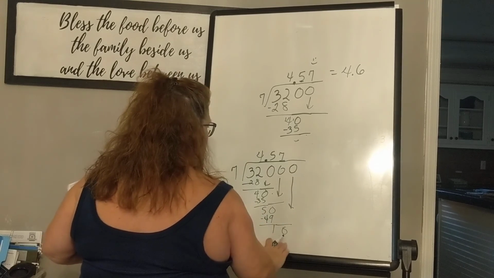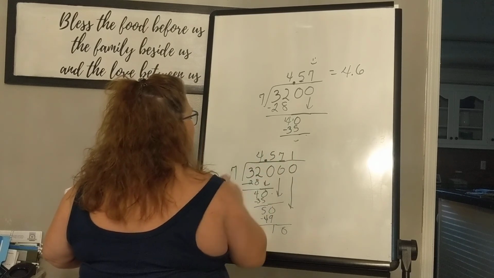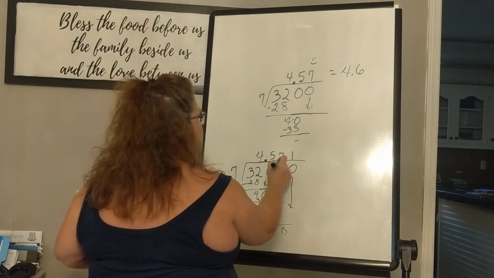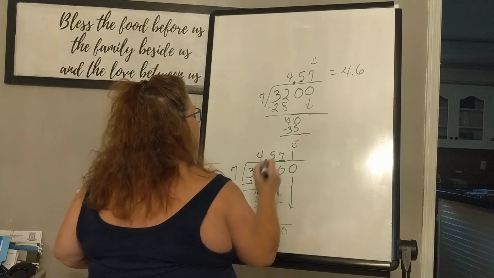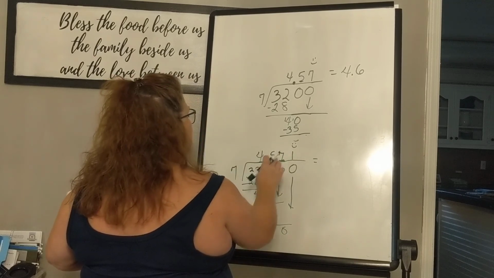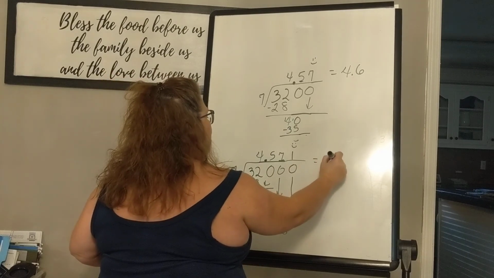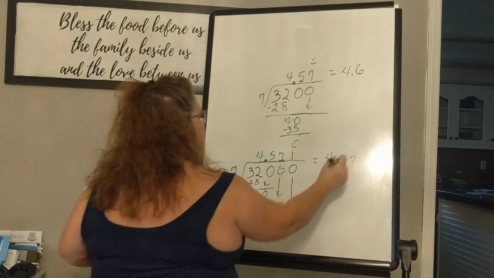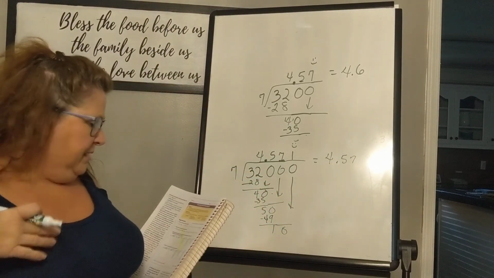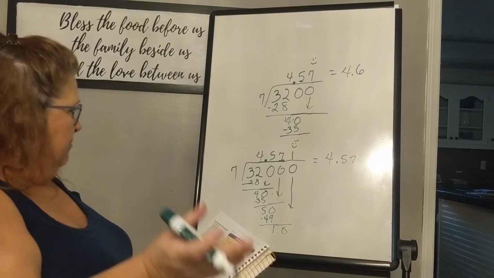And how many times will 7 go into 10? It'll go in there one time. So like I said, we're rounding to the nearest hundredths, tenths, hundredths. That 1 will be my looker digit. It's less than 5, so I'm going to leave the space where I'm rounding alone. So it equals 4.57. Okay, pretty easy. It's just taking everything that we have learned and putting it together.